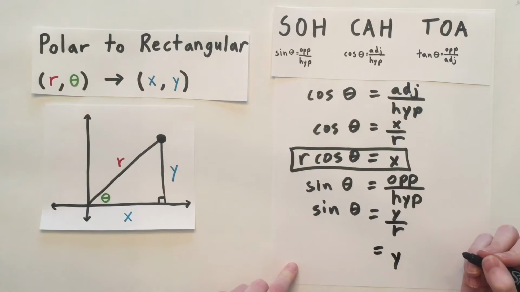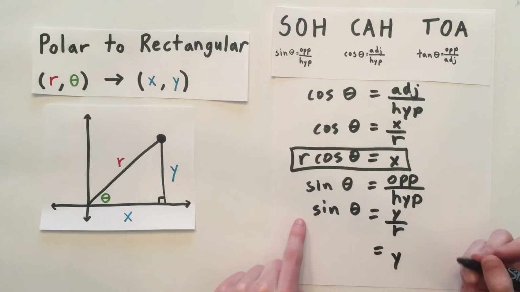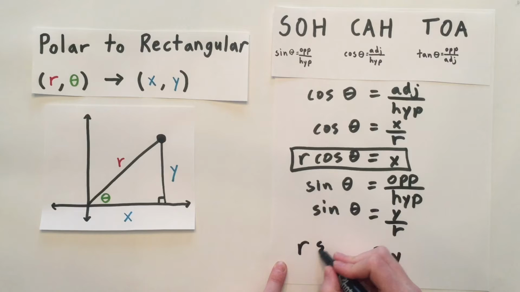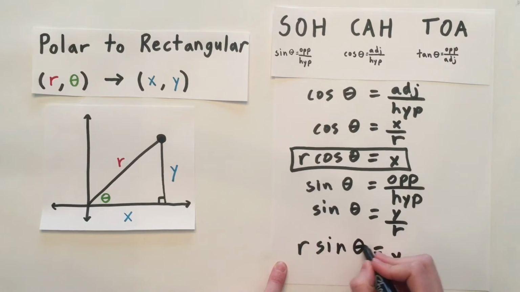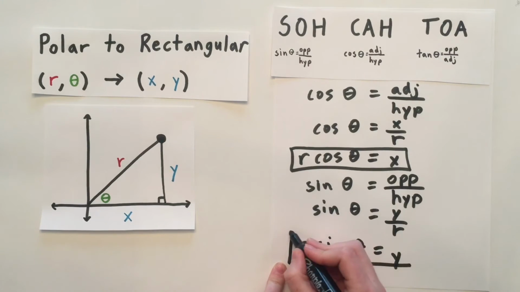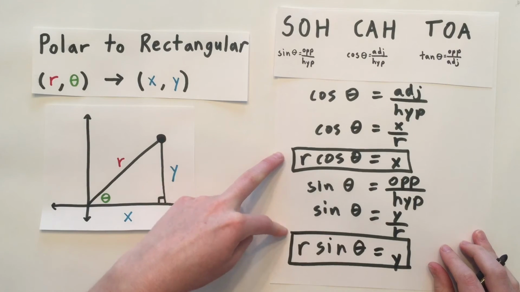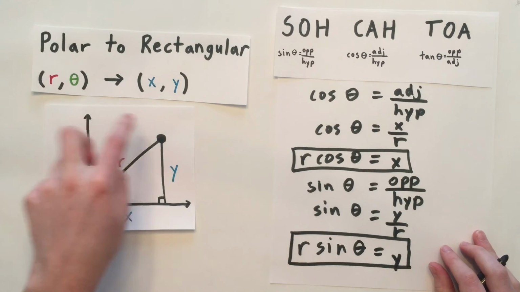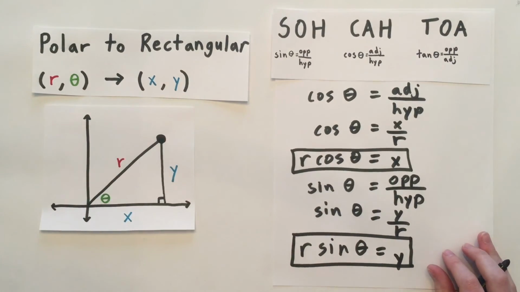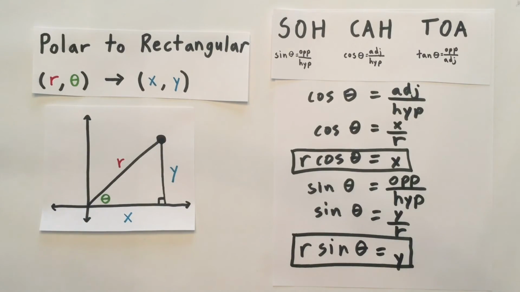Now we want to do the same thing we did above here. We want y on one side, so we can plug in r and theta to get y. And all we have to do is multiply both sides of the equation by r, and you get your equation for y. So these are the two equations you'll use when you're given a polar point and you want to find the x and y to convert it to a rectangular point.